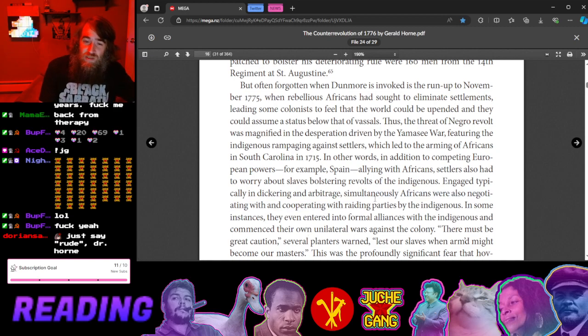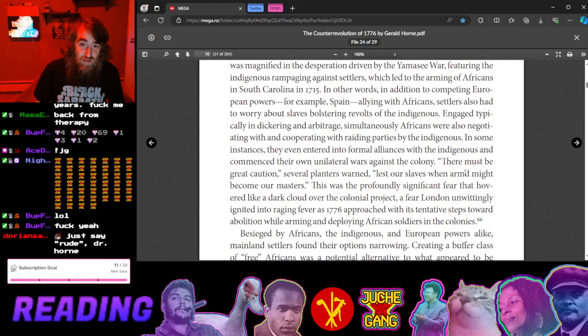But often forgotten when Dunmore is invoked is the run up to November 1775, when rebellious Africans had sought to eliminate settlements, leading some colonists to feel that the world could be upended and they could assume a status below that of vassals. Thus, the threat of Negro revolt was magnified in the desperation driven by the Yamasee War, featuring the indigenous rampaging against settlers, which led to the arming of Africans in South Carolina in 1715. In other words, in addition to competing European powers, for example Spain, allying with Africans, settlers also had to worry about slaves bolstering revolts of the indigenous.